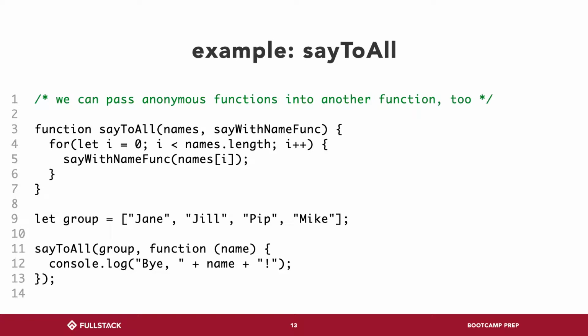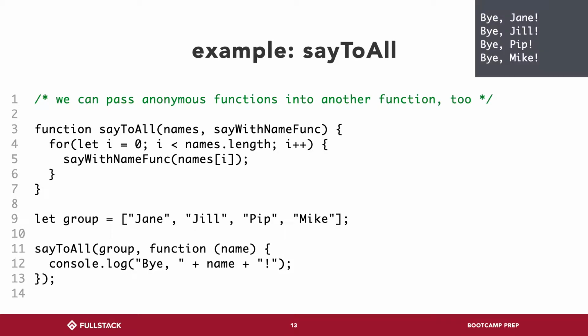You can do this. You're going to call say to all group, which is this. And then the second parameter should be a function, right? Because that's what we're doing over here. But you didn't write a function anywhere, so you can just write it in here. Function takes name, console.log by name, and it gives you the same result. It's the same thing.